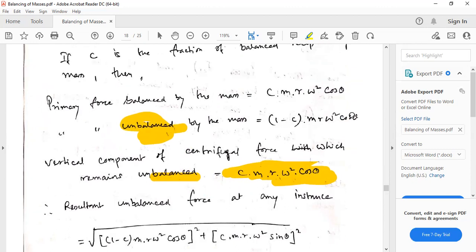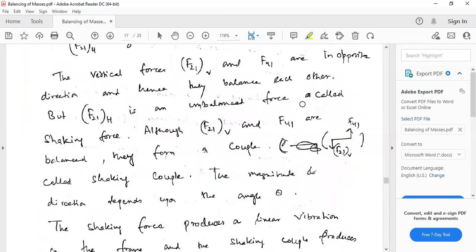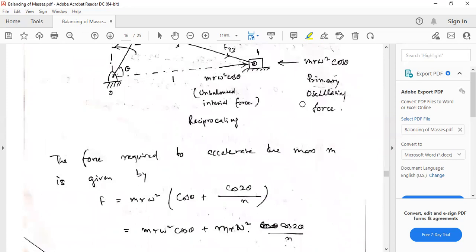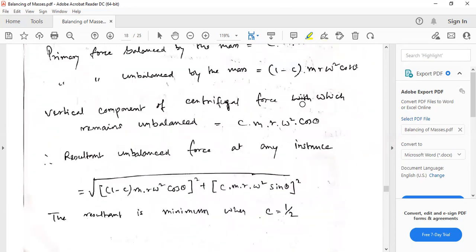unbalanced force will be actually of this one, component of m r omega square. Let's just simply take it like this. Actually, yeah, this is correct. 1 minus C m r omega square cos theta.